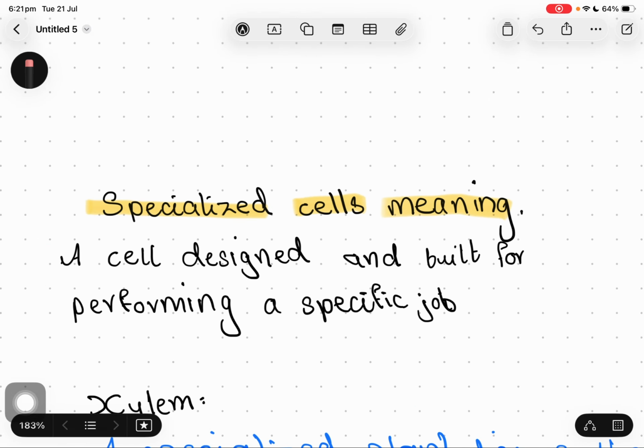Specialized cells are cells designed and built for performing a specific job. They are built and adapted to do a specific thing, like muscle cells. They're built for contracting and relaxing. They have a lot of mitochondria to provide energy for the action. And in the plants, we have the root hair cell.